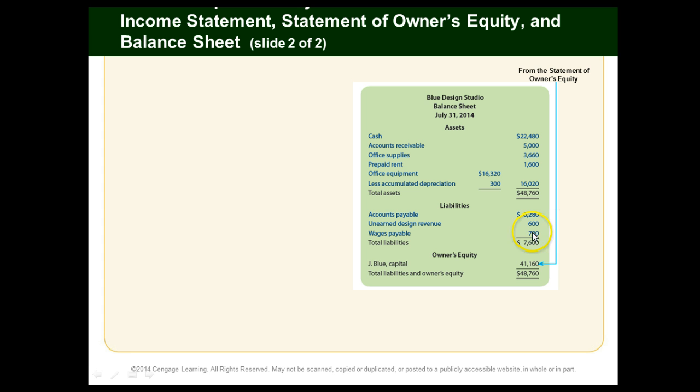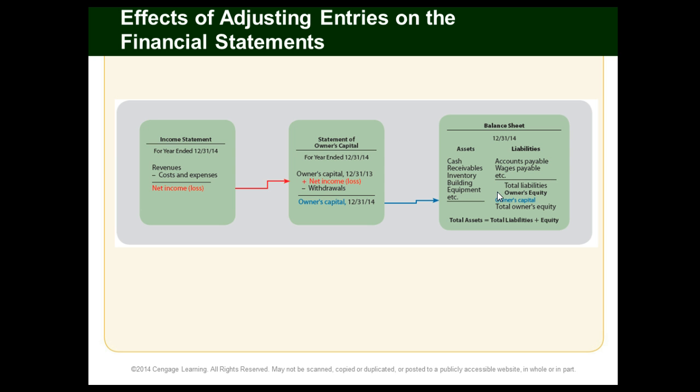So the $7,600 plus the $41,160 equal the $48,760. You see that $48,760 is our total liabilities and owner's equity, and our total assets are also $48,760. So this tells us start with the income statement.